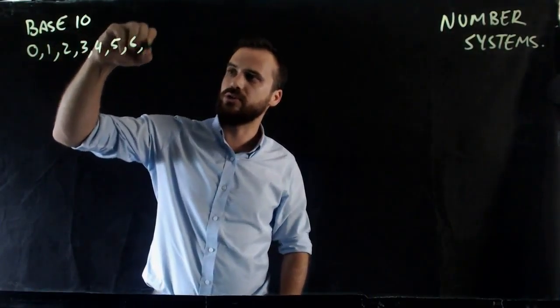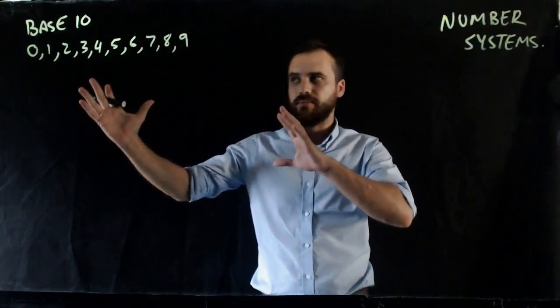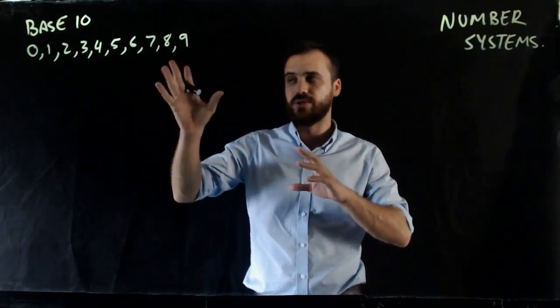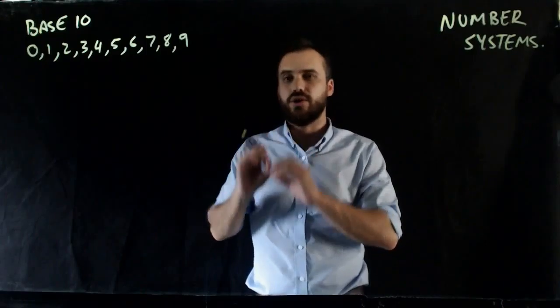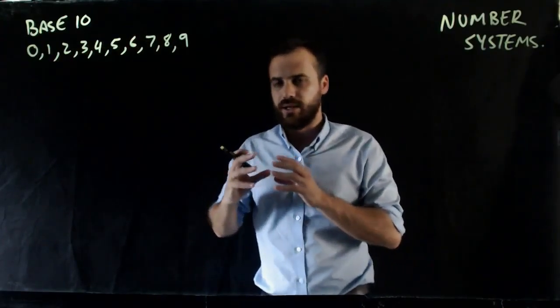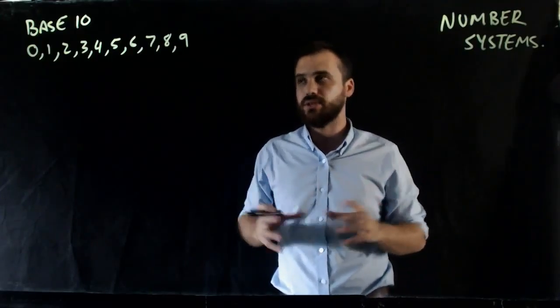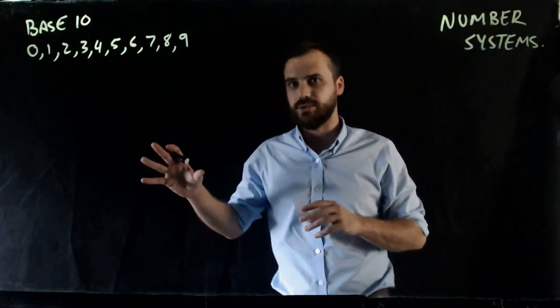The 10 digits that we use in the base 10 number system are 0, 1, 2, 3, 4, 5. I think you know what I'm talking about. They're our 10 digits: 0, 1, 2, 3, 4, 5, 6, 7, 8, 9. And using just those symbols, we can represent any number you can think of.